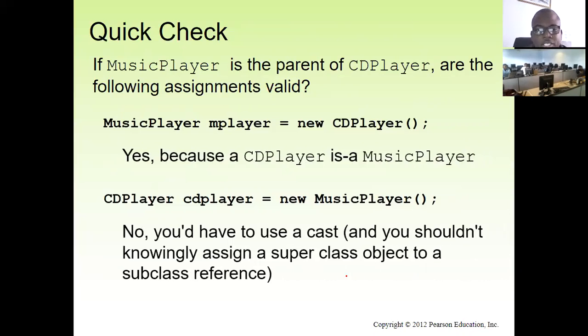All right, let me help you since you're struggling. So the first one is fine because CD player is a music player, but the second one is not fine because what we're doing is basically assigning a child to a parent. And in that case, we have to do a cast. Okay?